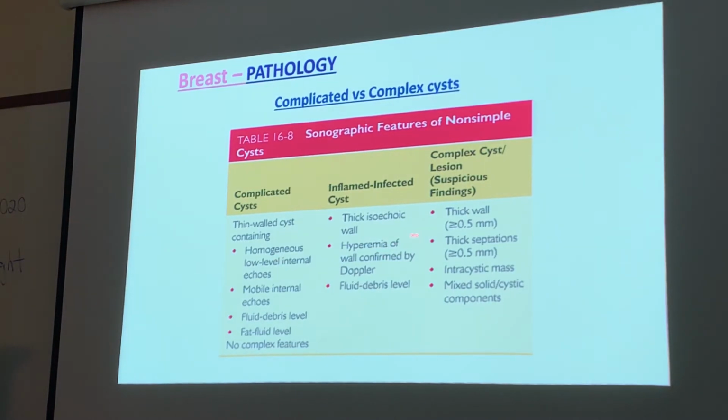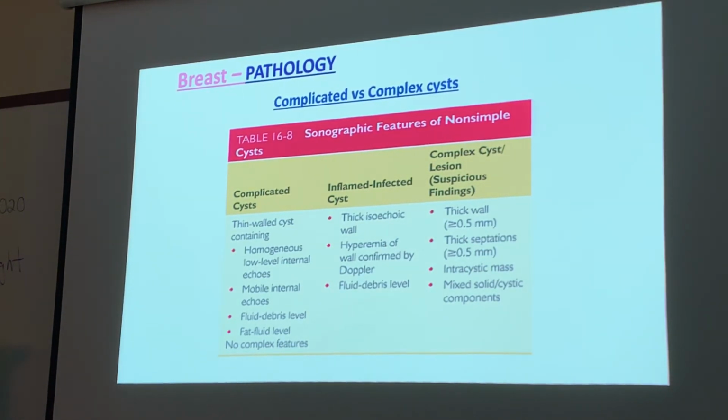So inflamed or infected cysts have thick walls, thick isoechoic walls. Hyperemia of the wall is confirmed by the Doppler, meaning that when you put the color Doppler on, you're going to see vascularity within that wall. Okay, and you're also still going to see fluid debris levels with the inflamed infected cyst.